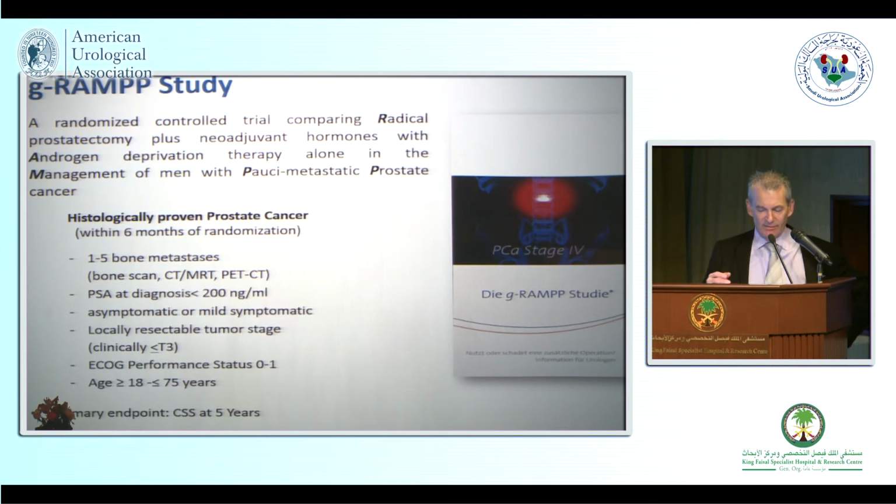Fortunately, we're going to have some clinical trial data in the future. This is a study being done across Germany, and this is a slide that Daria shared with me. It's the only slide I have about the study. The study's been a little slow to accrue; I think they've underperformed in terms of their projected accruals. You can see the eligibility requirements: a locally resectable tumor, T3 or less, good performance status, and the primary endpoint is cancer-specific survival at 5 years.